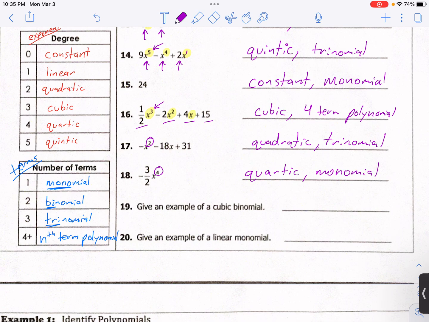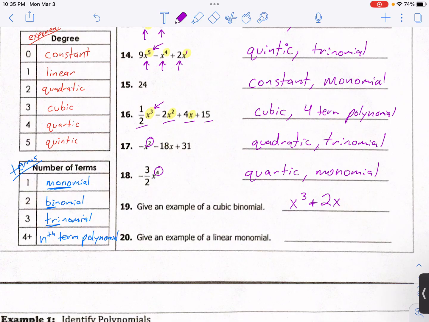Give an example of a cubic binomial. I'm just going to keep it nice and simple. X cubed. That's going to be my highest one. And then after that, binomial means 2 terms. So I can do plus 2x. You could add plus 3. You could add plus 7x squared. Doesn't matter. It's just important that it's 2 terms and it has to stay degree 3. So it can't be anything higher than x cubed.